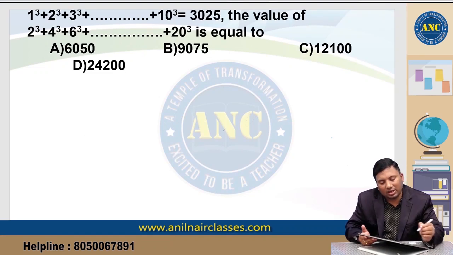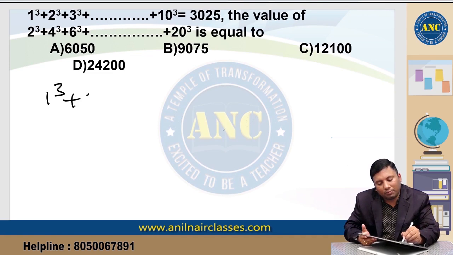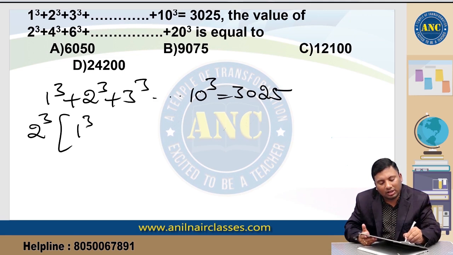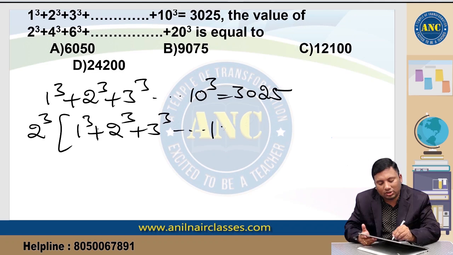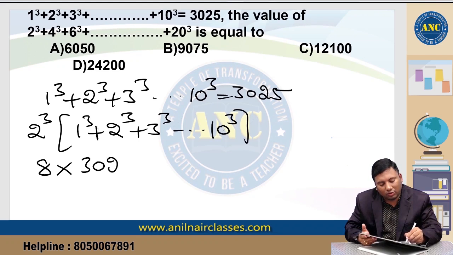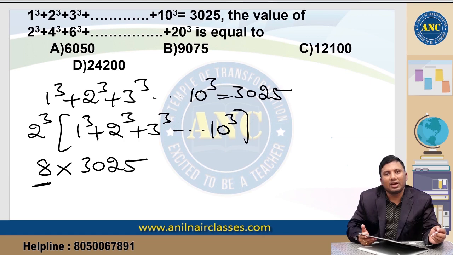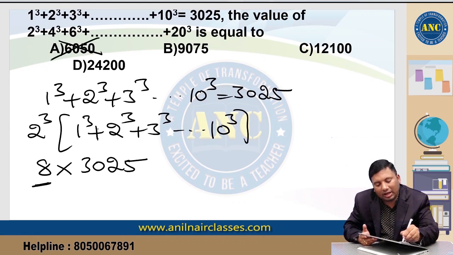Suppose the next logic: 1 cube plus 2 cube plus 3 cube, and so on up to 10 cube. These are nothing but 3025. Suppose if I take 2 cube common, these are nothing but 1 cube plus 2 cube plus 3 cube, and so on up to 10 cube. So these are nothing but 8 into 3025. Answer should be divisible by 8. If answer is divisible by 8, it should be divisible by 4. Right? Any number divisible by 8 should also be divisible by 4.